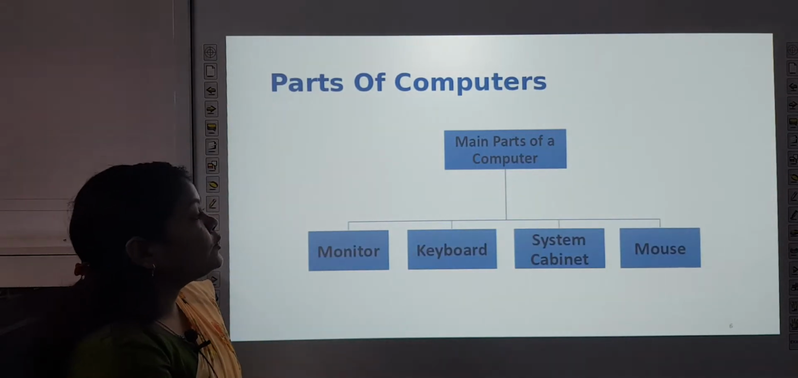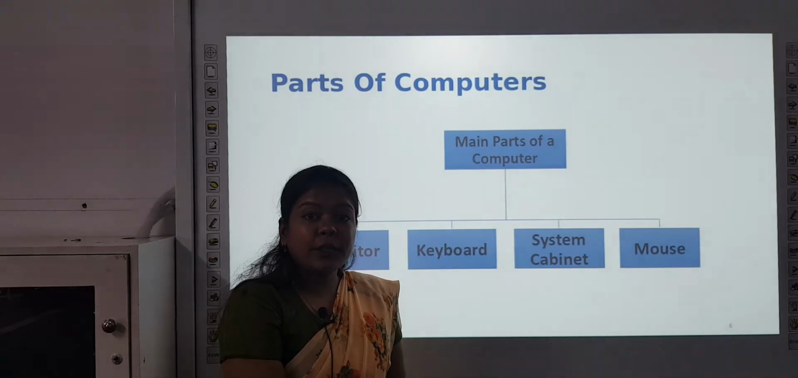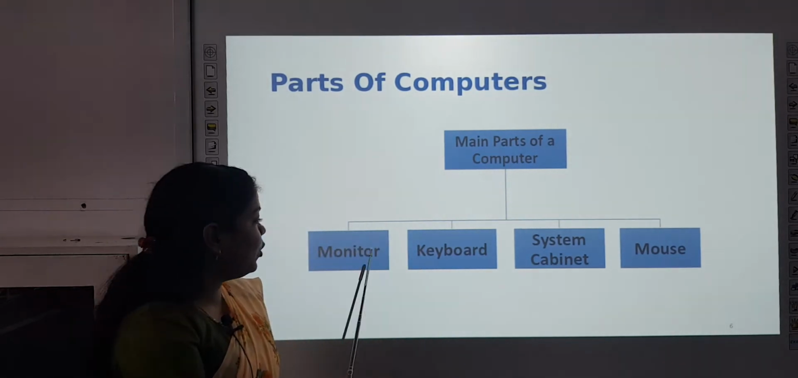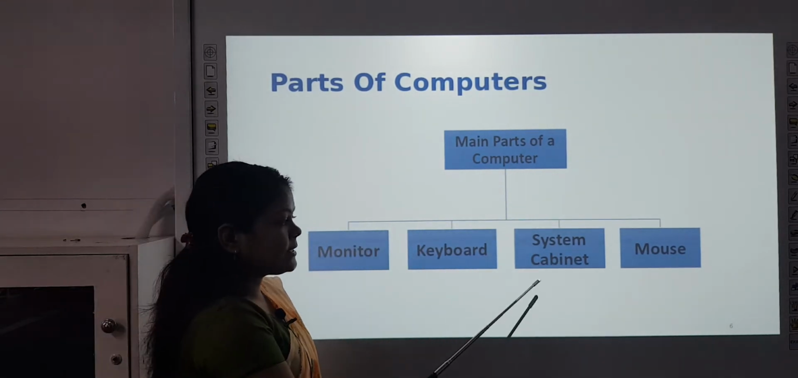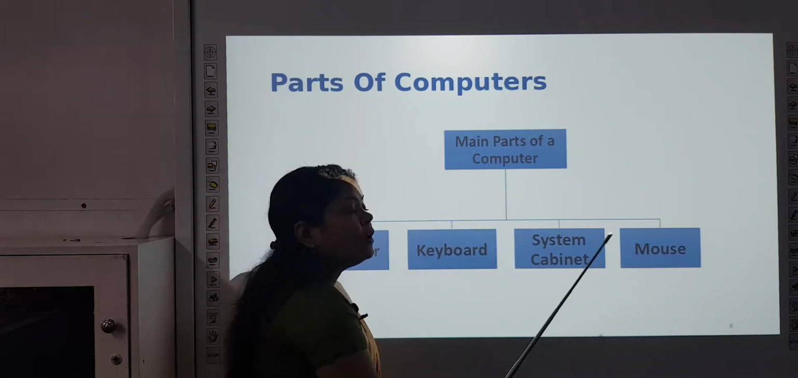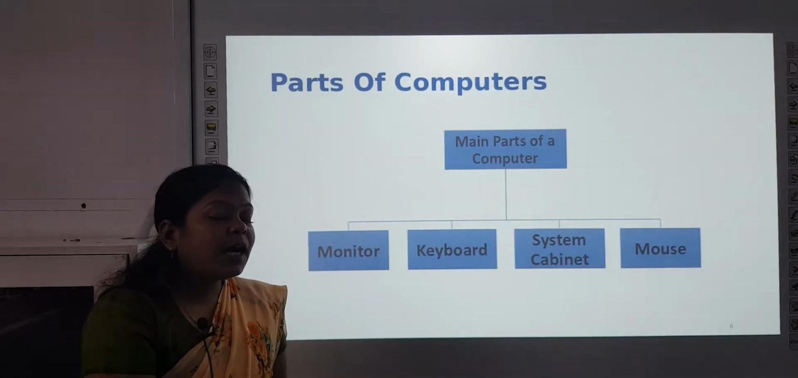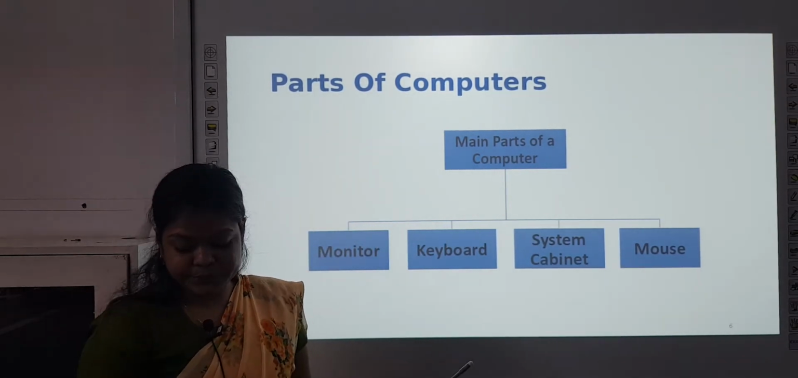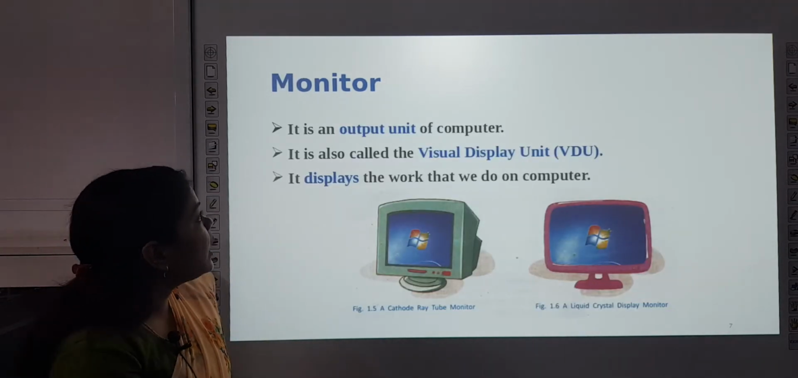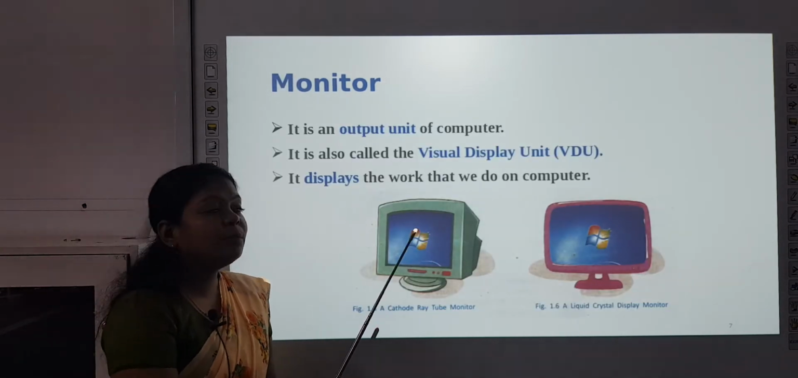Next we have parts of computer. The major parts of computers are monitor, keyboard, system cabinet and mouse. Without these components we can't imagine our computer. So let's start with our first part of computer, monitor.